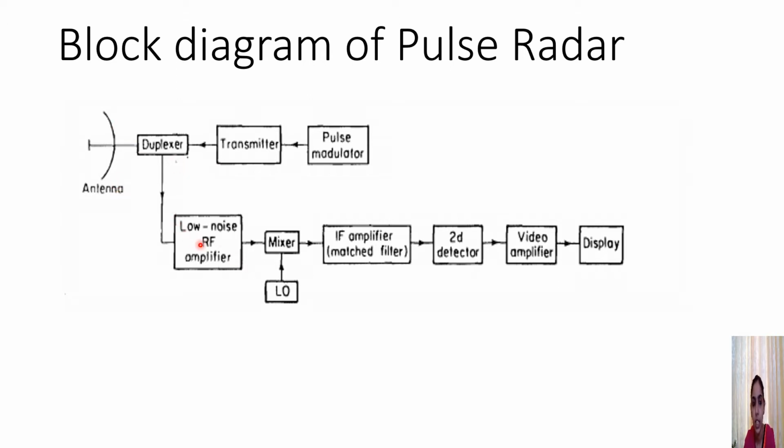Then at the receiver front end, we have a low noise RF amplifier. Sometimes this part can be avoided, for example if it is operating in a noisy military environment. In such applications, we do not require this low noise RF amplifier front end. However, if it is there, it increases the sensitivity of the receiver.